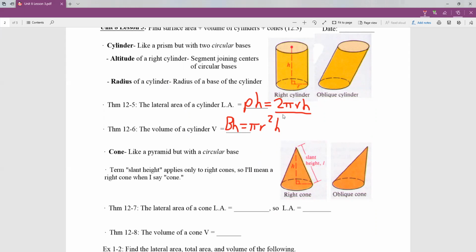Then we also, so I don't know why they don't put it here, but let's talk about the total area of the cylinder. So the total area of the cylinder is just going to be the lateral area plus both of the bases, so 2 times the bases. So the total area of a cylinder is going to be equal to 2 pi r h plus 2, and then the area of the base is pi r squared.